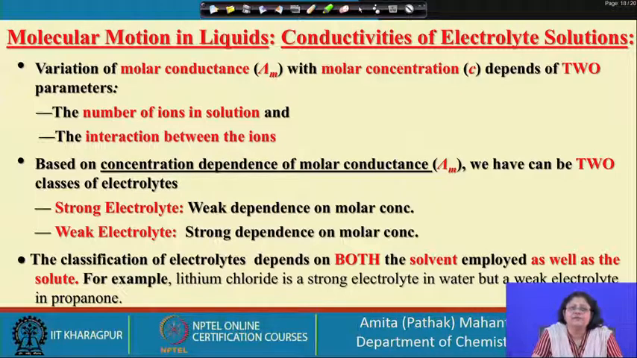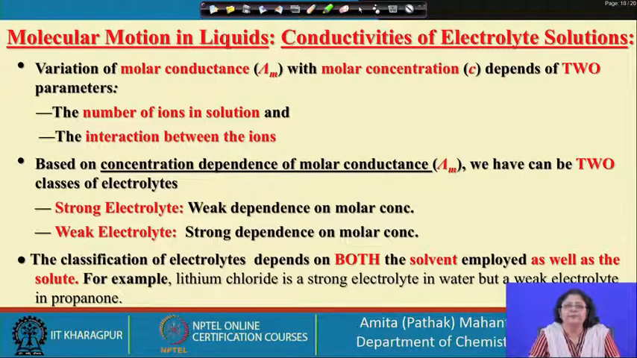Obviously, the classification of the electrolyte will depend on the solvent system you have employed as well as the solute you are dealing with. Here is an example: suppose you have lithium chloride. Lithium chloride is a solid, an electrolyte. If you dissolve it in water, it is going to be a very strong electrolyte system. When you dissolve that in propane, then you have a weak electrolyte system. So, the solvent medium is also very important.